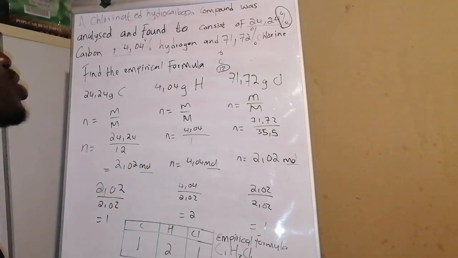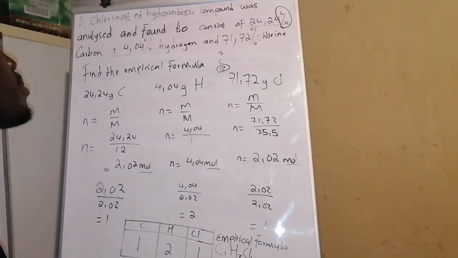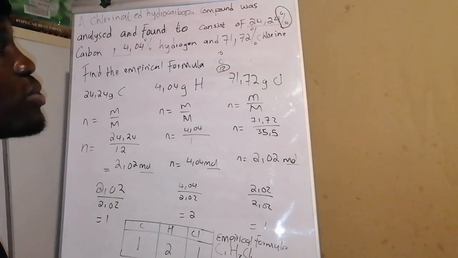Now let's go and do the second example so that you can understand this thing of finding the empirical formula. And after finding the empirical formula, we will find the molecular formula.